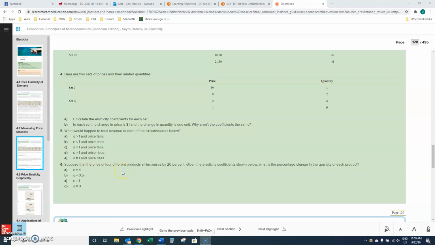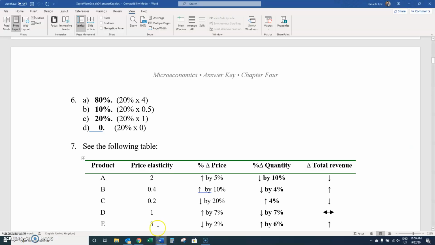Suppose that the price of 4 different products all increases by 20%. Given the elasticity coefficients shown below, what is the percentage change in the quantity of each product? So again, not an obvious solution, not something that the book has really gone over in detail. We have all the information we need there to solve it, but it's just presented in a different way. So I wanted to go over and show you how to solve that.